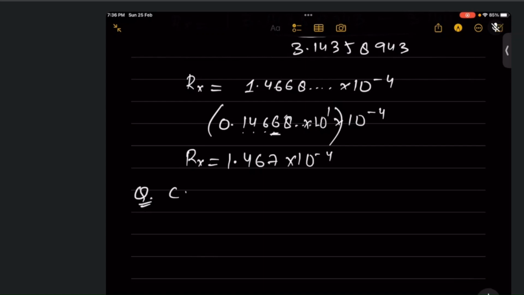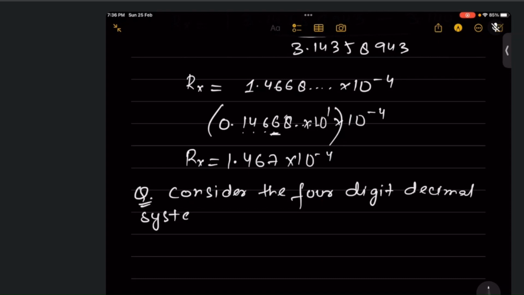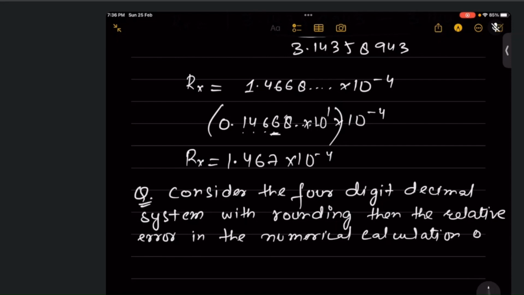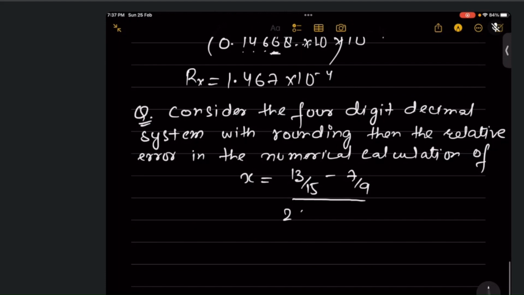So now moving further, consider this question. Consider the 4-digit decimal system with rounding, then the relative error in the numerical calculation of x equal to 13 by 15 minus 7 by 9 whole divided by 2 pi minus 2.4 is. Try this question on your own and tell me what you are getting.